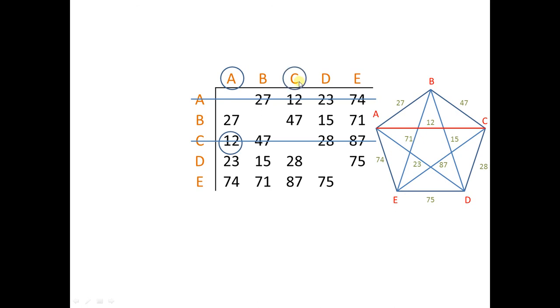Look for the smallest number in columns A and C and put a circle around it. Oops. No. Cross out the row D, because I just found the 23. Cross out the row D, put a circle around the D at the top. Now look for the smallest number in columns A, C and D, which is the 15, and put a circle around it. Cross out the row that it's in, which is B, put a circle around the B at the top.